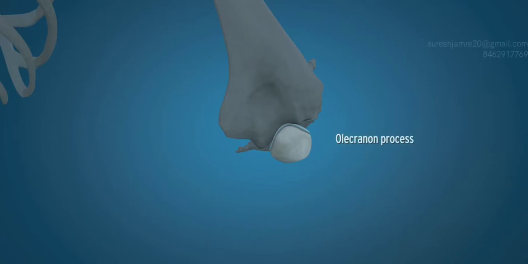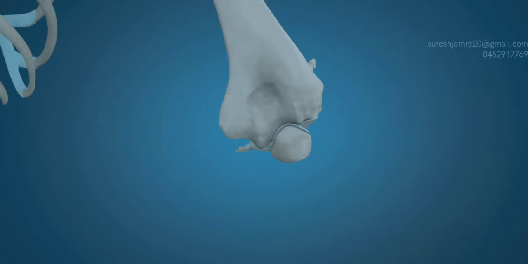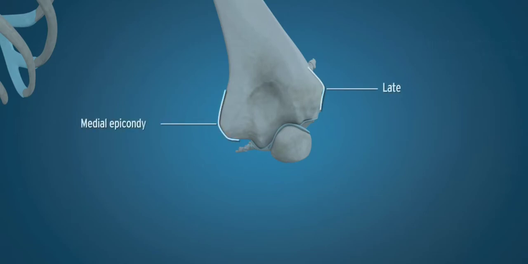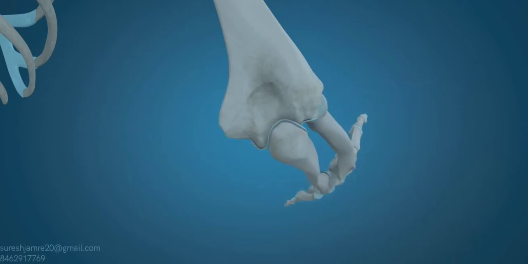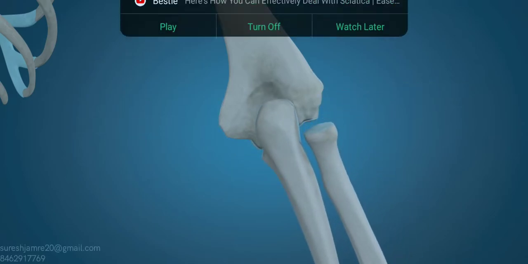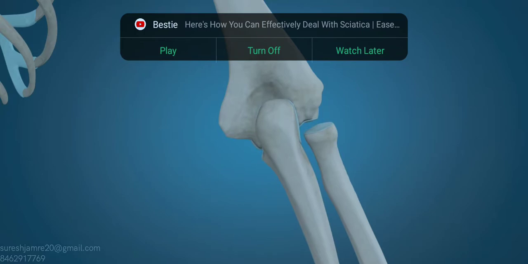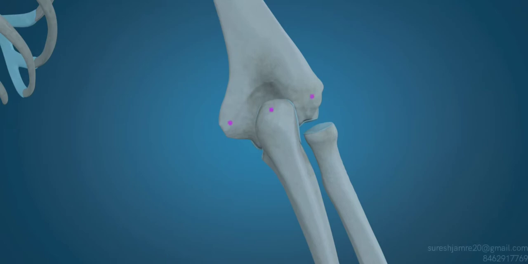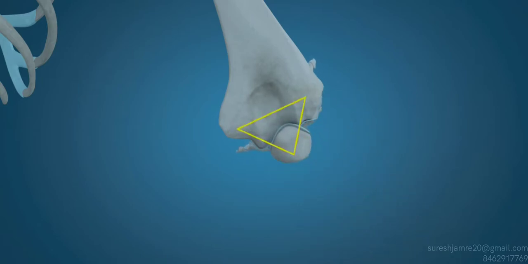The olecranon process is the most prominent bony part on the back of the flexed elbow. The relative positions of the olecranon and the medial and lateral epicondyles of the humerus are important. When the elbow is extended, a depression is present in the posterior lateral aspect. These 3 points form a straight line when extended, but an equilateral triangle when the elbow joint is flexed.